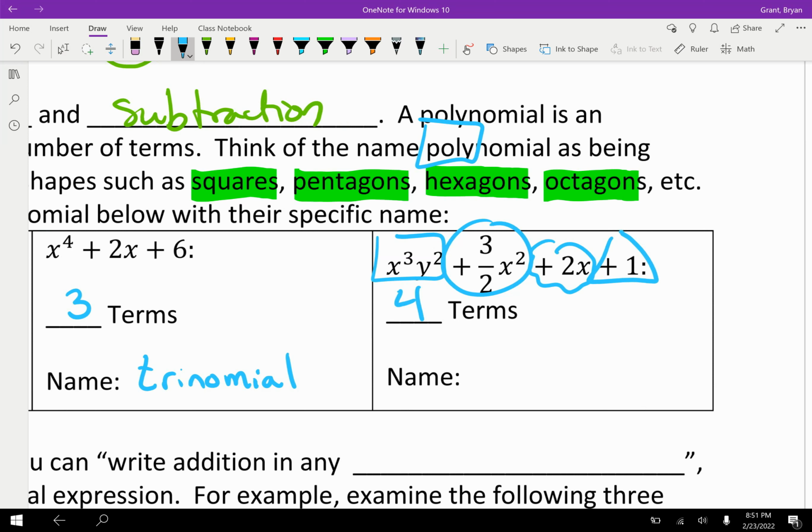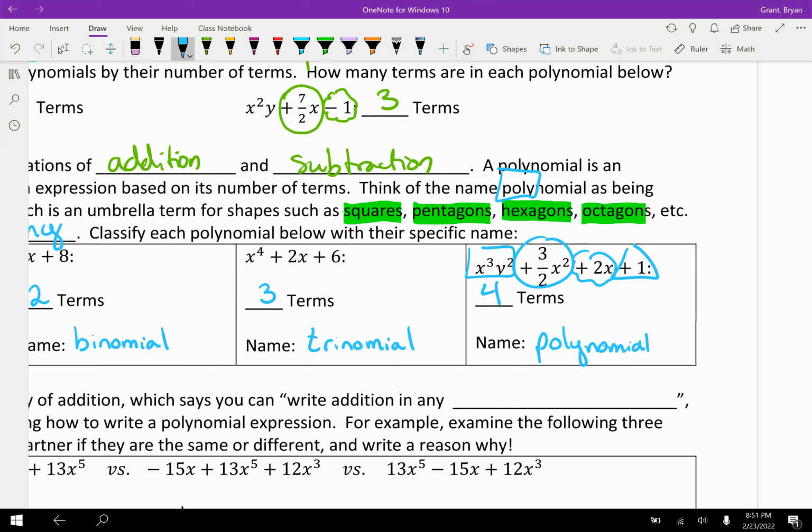We actually don't use any names past 3. In fact, 3 and up, sometimes you'll just hear them called polynomials. So you'll hear monomial, binomial, trinomial pretty commonly, or people will just say polynomial. Yeah, not too bad, right?